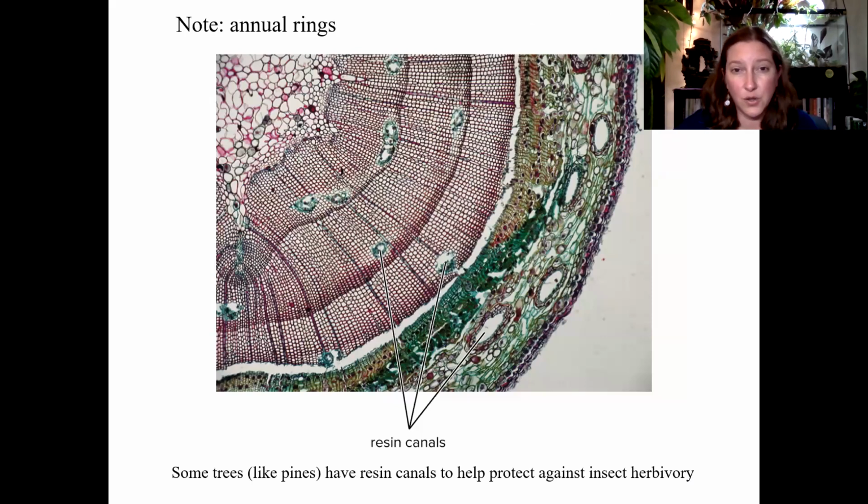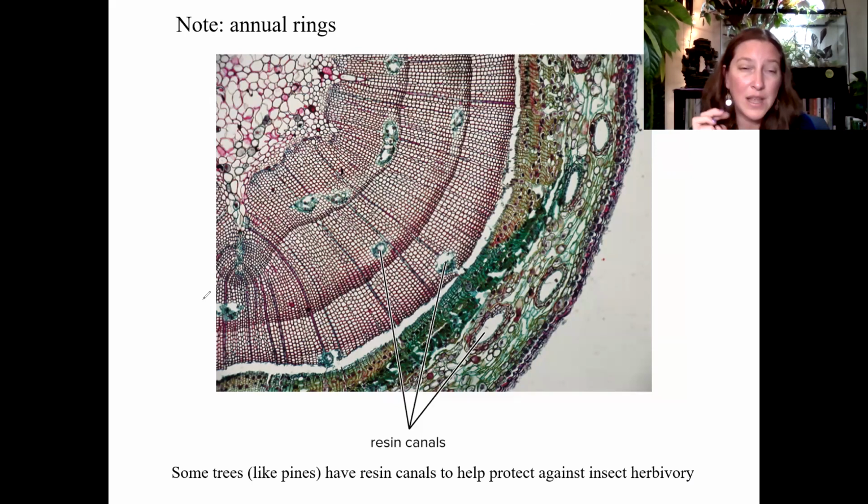The reason I wanted to show you this is because it really gives you a better picture of those annual rings. I'll use black. So for example, if I showed you this microscope slide and I said, how old is this tree when it was cut down? You'd have to look for the annual rings to make a good guess.